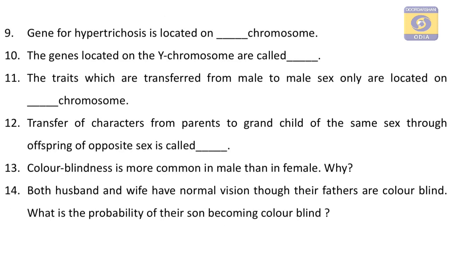Gene for hypertrichosis, excessive hairs on the pinna, is located on Y chromosome. Genes located on Y chromosome are called holandric genes. The traits which are transferred from male to male only are located on Y chromosome. Transfer of characters from parents to grandchild of same sex through offspring of opposite sex is called criss-cross inheritance.